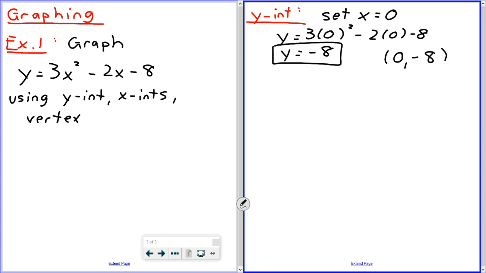Wait, how'd you get negative 8? Okay, because if you take a look, your original equation was this, right? So if you sub a 0 in for x squared, that disappears. If you sub a 0 in for x, that disappears. So all that's left is negative 8.